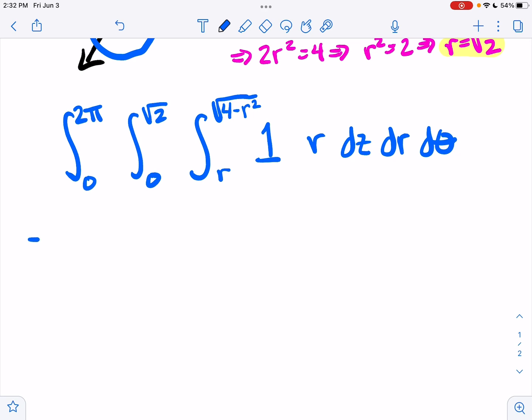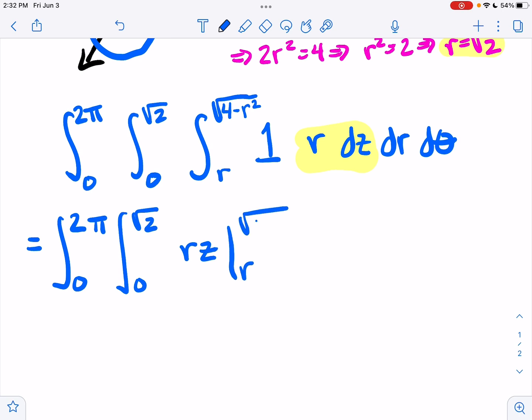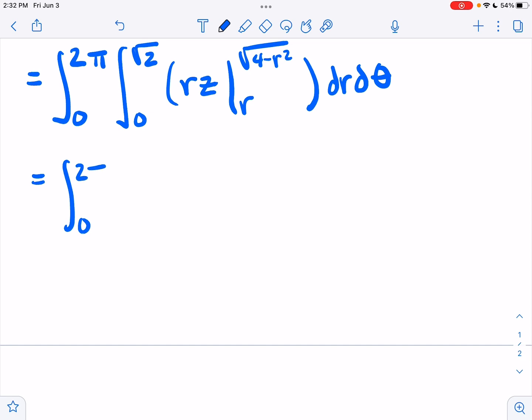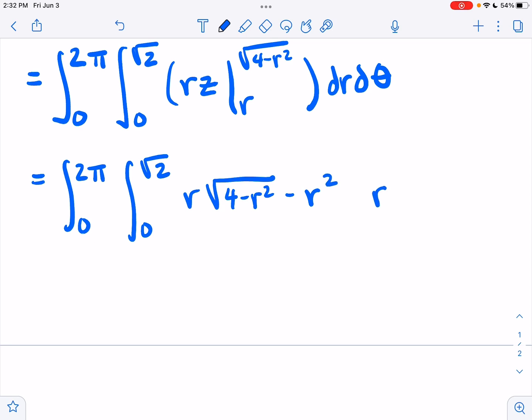We can integrate that in z. I'm not going to do the whole integral on very many of these videos from this point on, but we integrate this in z. r is a constant as far as z is concerned. So we get an r times z from r to the square root of 4 minus r squared. We still have our dr d theta. 0 to 2 pi, 0 to the square root of 2, r times the square root of 4 minus r squared minus r squared dr d theta.